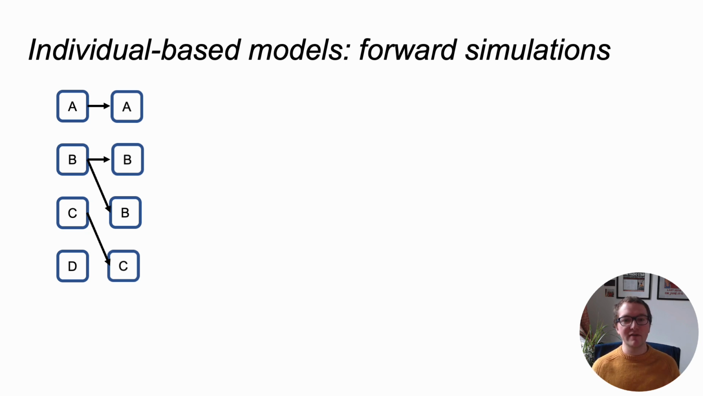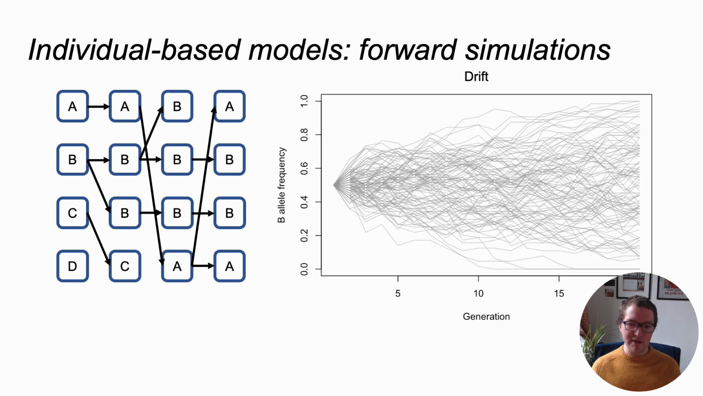None of its offspring survived to the next generation, but B created 2 offspring. And I can keep doing that forwards in time. And I get some randomness there. And what I plotted on the left is the frequency of one of those alleles. And you can see this gives me genetic drift. So actually this model is a description of genetic drift.